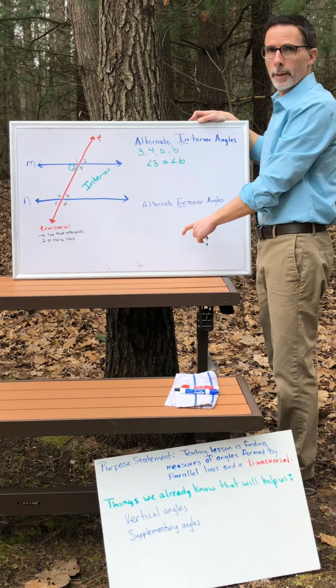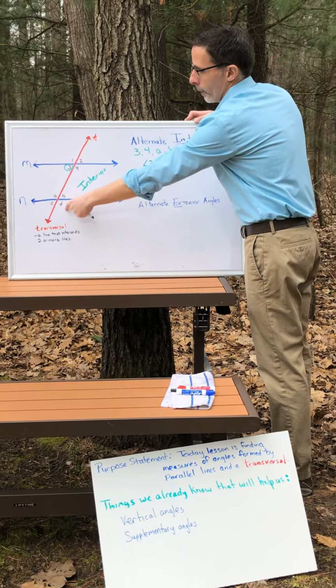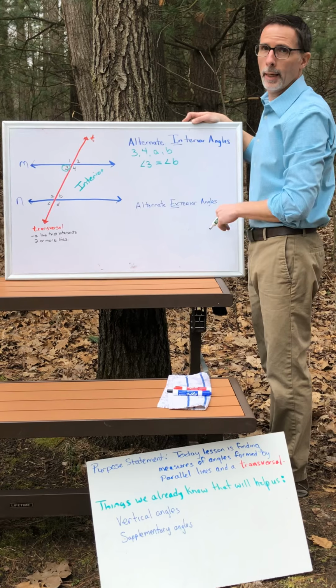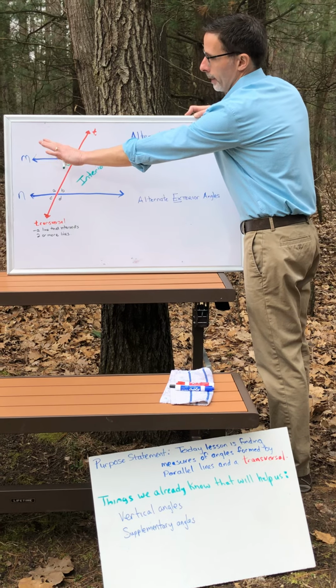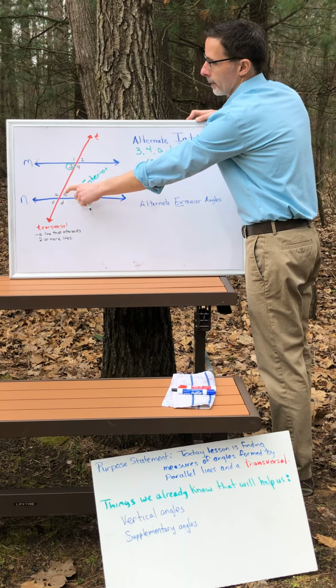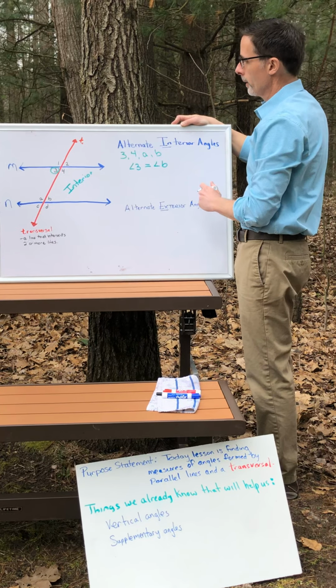So everything we're going to learn today is how to compare one of these angles up here with one of these angles down here, because we already know how to compare all 4 of those angles. So 3 on the left side of the transversal and in the house matches up with B inside the house, other side, alternating side of the transversal. Those two angles are equal.